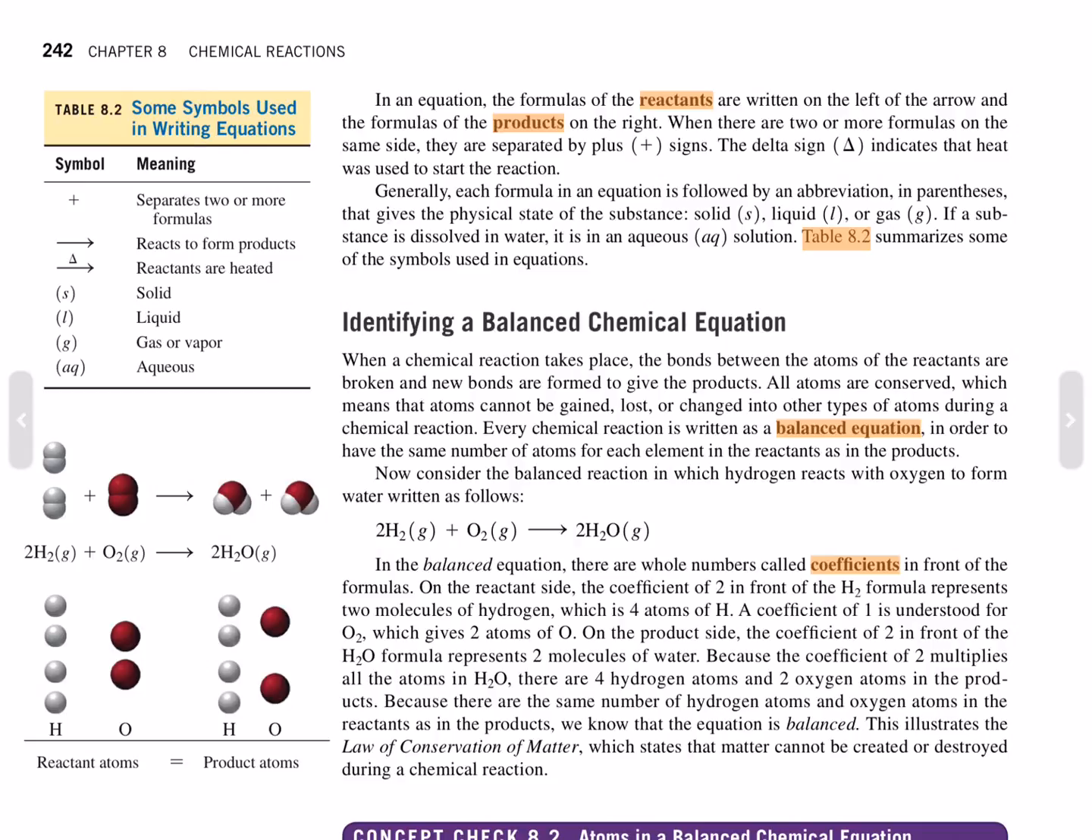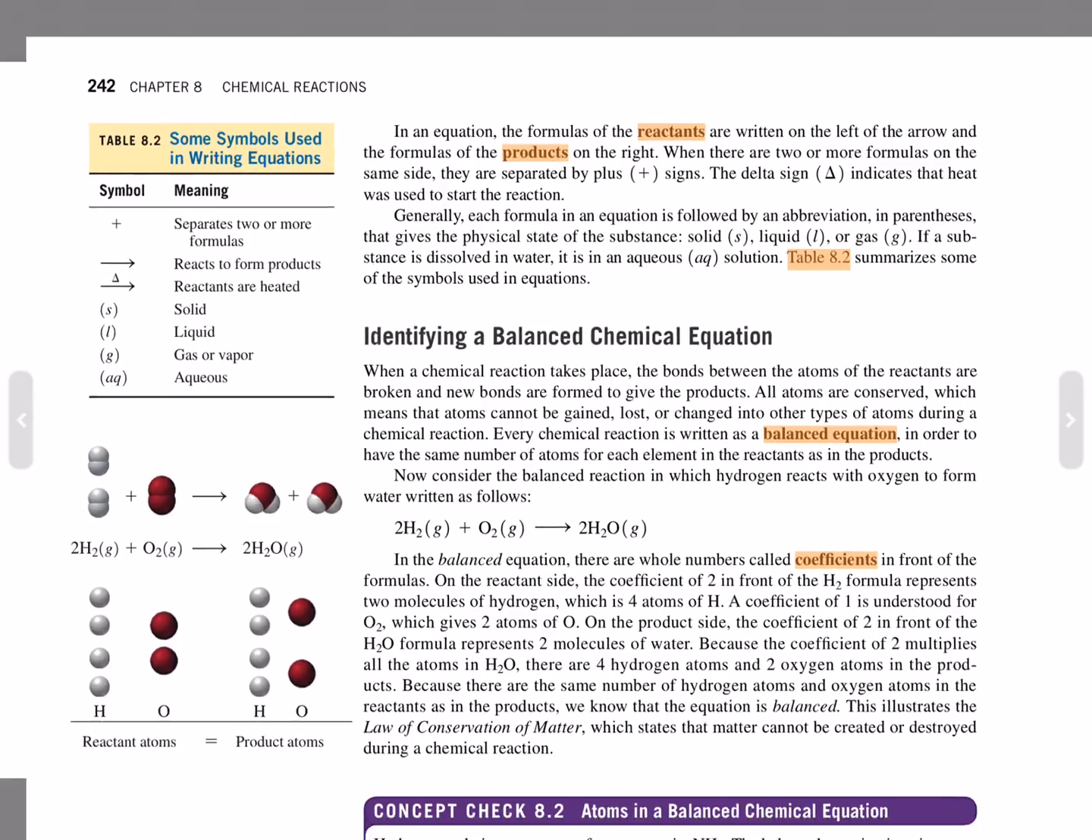Because the coefficient of 2 multiplies all the atoms in H2O, there are 4 hydrogen atoms and 2 oxygen atoms in the products. Because there are the same number of hydrogen atoms and oxygen atoms in the reactants as in the products, we know that the equation is balanced. This illustrates the law of conservation of matter, which states that matter cannot be created or destroyed during a chemical reaction.